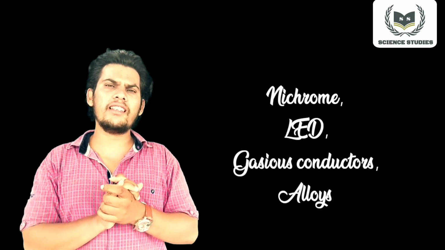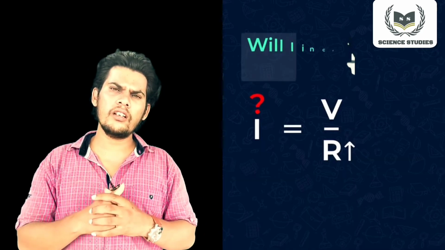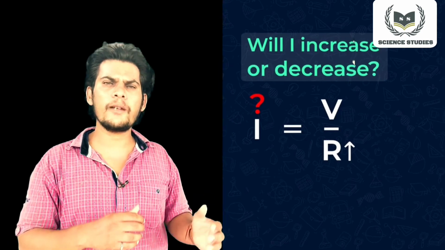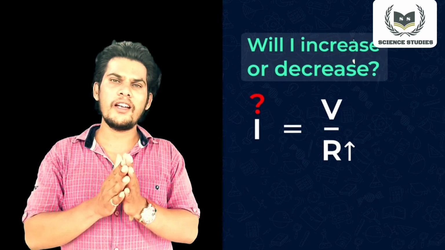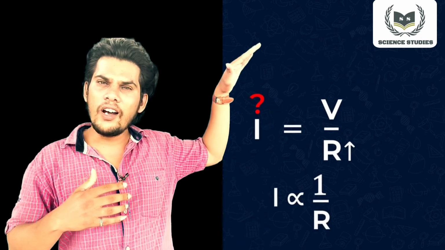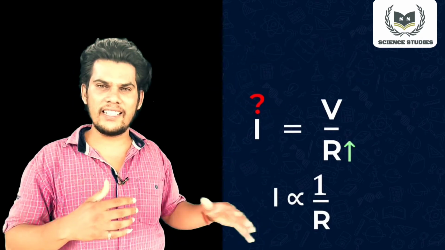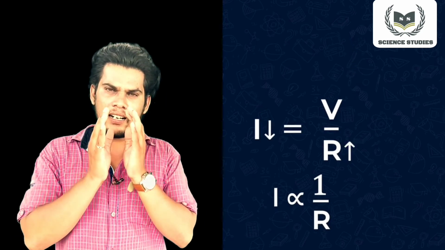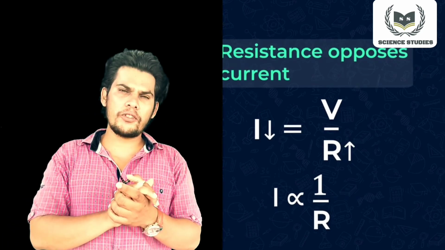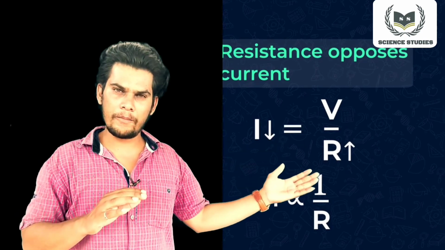Now I would like to tell the relationship between current and resistance. What is the relationship between current and resistance? If resistance is more, does current increase or decrease? Yes, you are correct. By increasing resistance, the flow of current I decreases. From this you can say current I is inversely proportional to the resistance R.